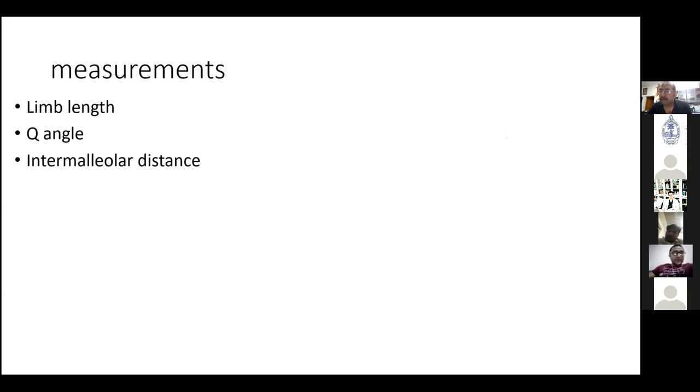I'm not able to recall it. Okay. It's from ASIS to the center of the patella. That's the axis, one axis. And we will extrapolate this one. And the second axis is from patella downwards to the second metatarsal.